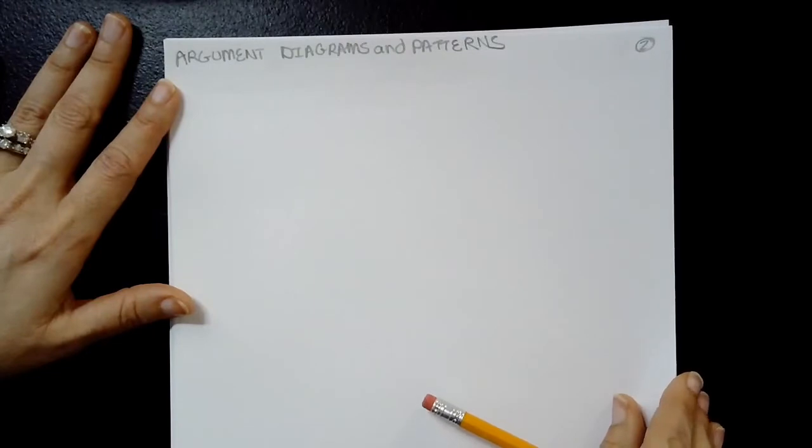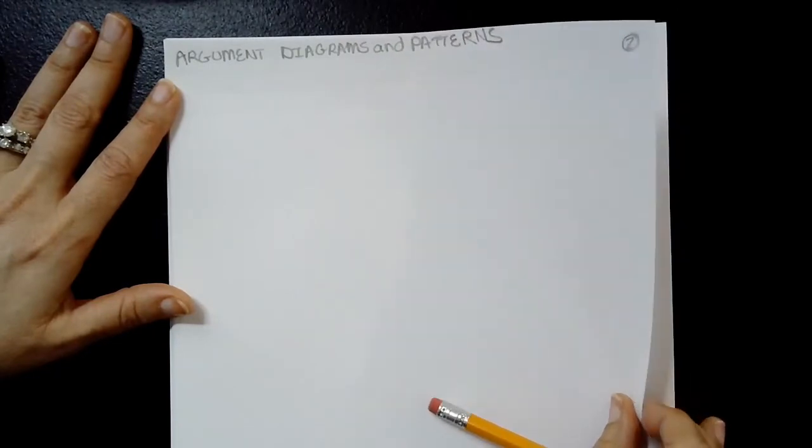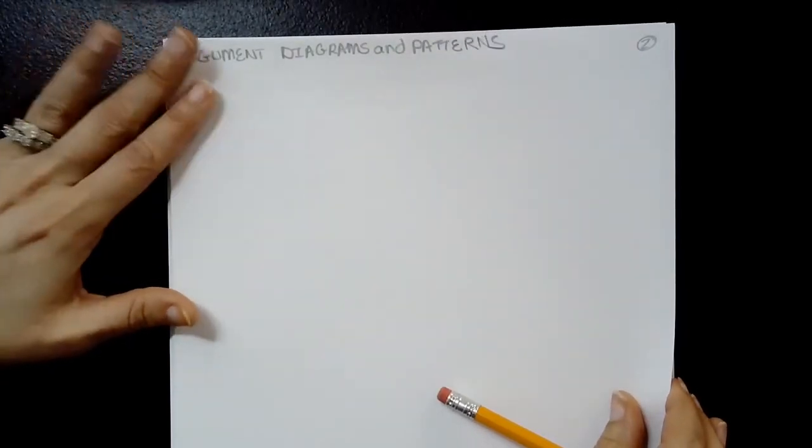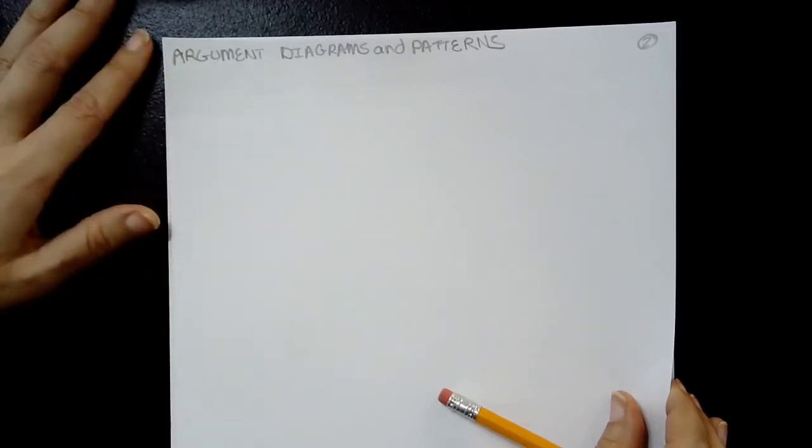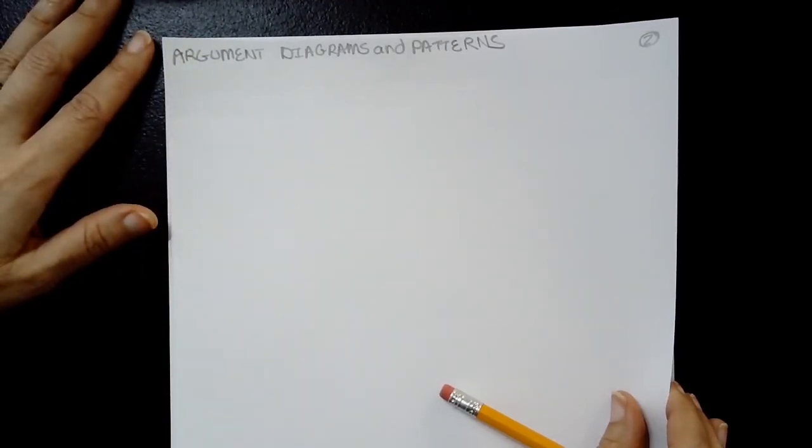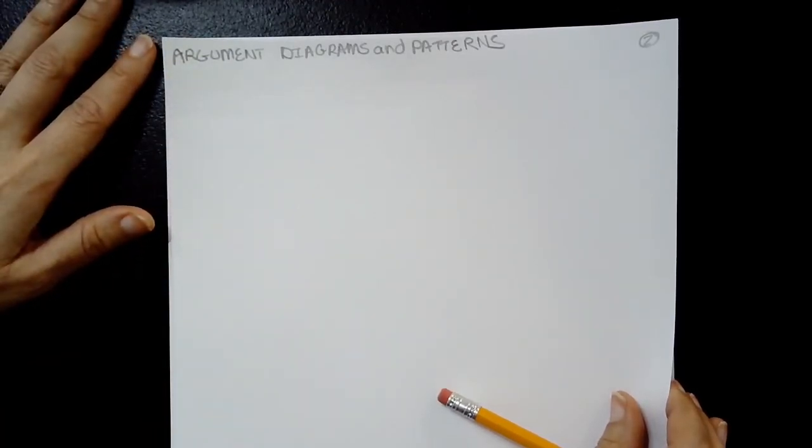I might tell you to do an argument diagram for an argument, and now you know where to get some notes to help you make sure that you do that correctly. Or I might tell you in a graded assignment, hey, your pattern's off, so you know that you need to go back to page 2 and review your notes.